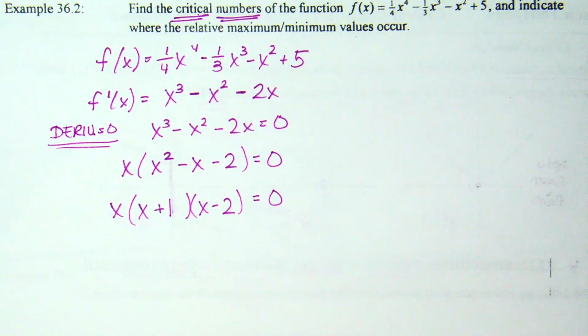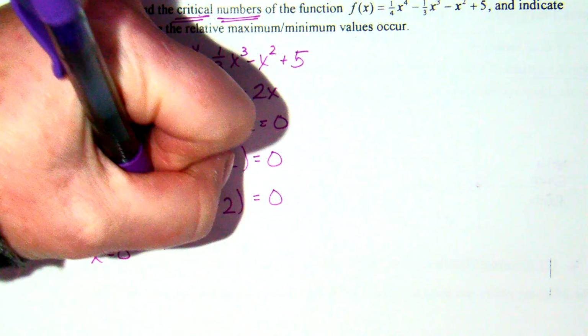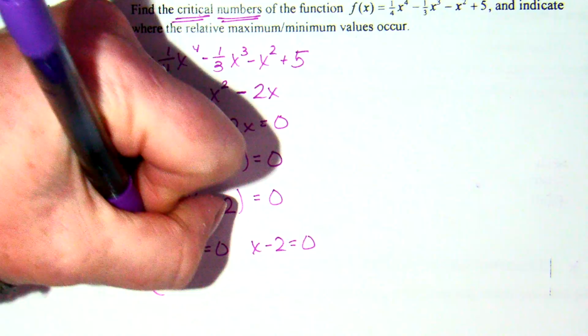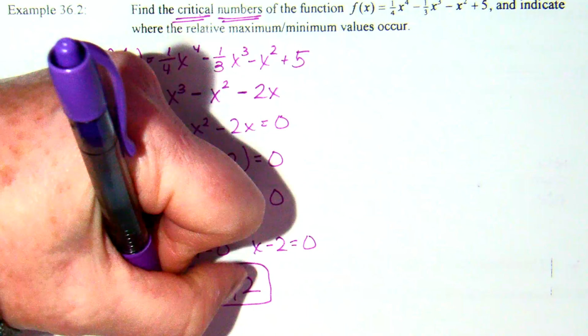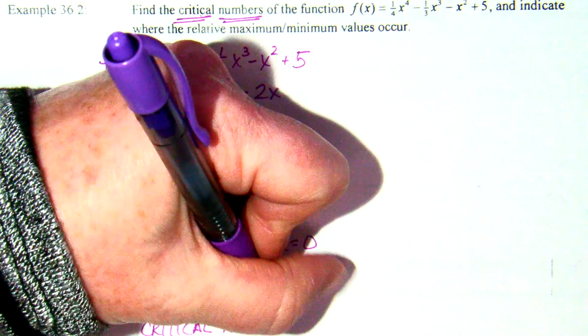Hold that thought for a moment. Okay, officially set equal to 0. What about all of my setting equal to 0? Okay, x equals 0. X plus 1 equals 0. X minus 2 equals 0. So the values I'm going to get out of these are 0, negative 1, and 2. What are these values? Okay. Critical numbers.